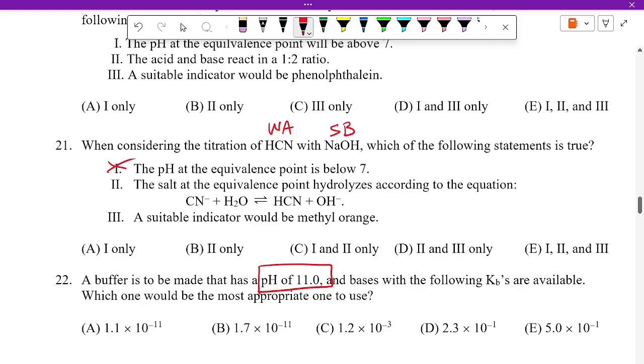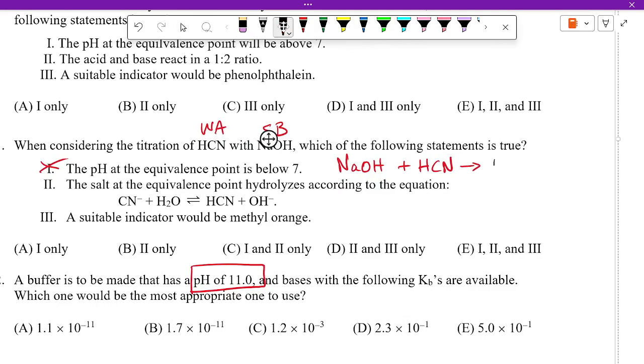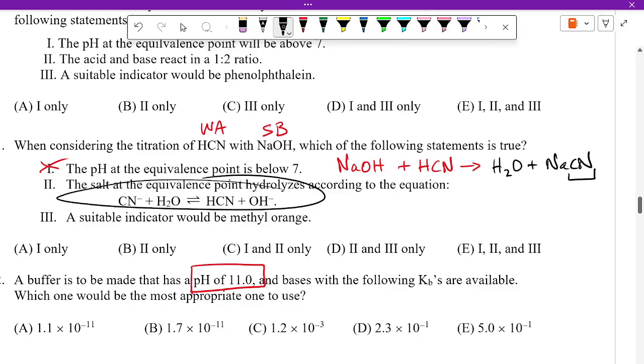The salt at the equivalence point hydrolyzes according to the equation CN minus plus water gives HCN plus OH minus. Is that true? Because if you have your NaOH plus your HCN, what do you get? H2O plus NaCN, and who's going to hydrolyze? CN minus, and does it hydrolyze like this? Yes, so number 2 is okay.